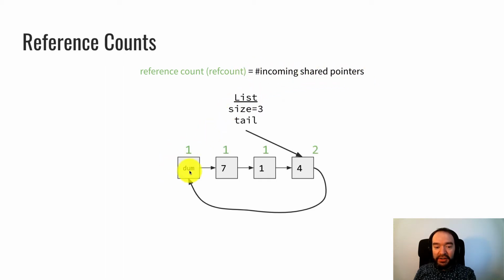So the dummy node here has one incoming pointer. It's the circular link. The 7-element node has one incoming pointer. The one in the middle has one incoming pointer. And then the one that's different is the tail node. It has two incoming pointers because there's the next pointer of the second to last node. There's also the list object's tail pointer. So this tail node has a ref count of 2, and that's kind of the source of our problems.